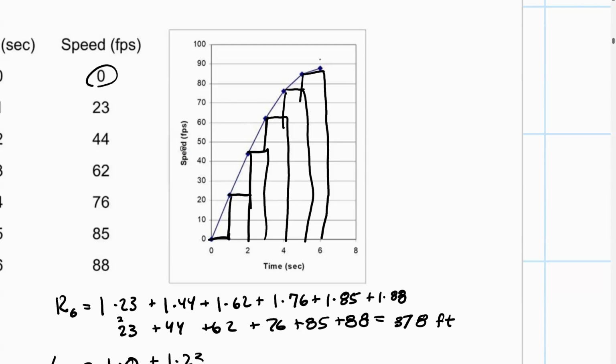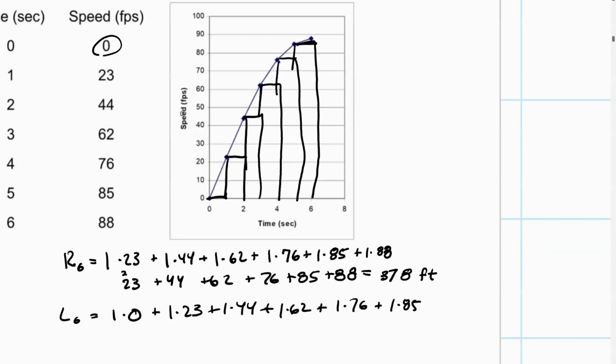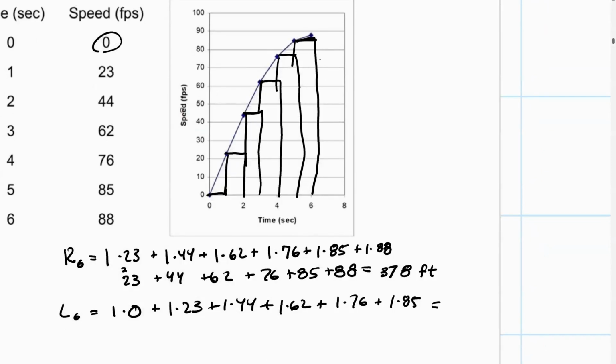And then 1 times 23, then 44, 1 times 62 plus 1 times 76 plus 1 times 85. And that last one that's coming off the 85 means that the 88 number isn't going to get used at all. And I could total that all up, but essentially I know what it's going to be. It's going to be 88 less than our previous answer because I added a 0, but I took away an 88. So we're going to call that 290 feet. And there's a left-hand estimate.